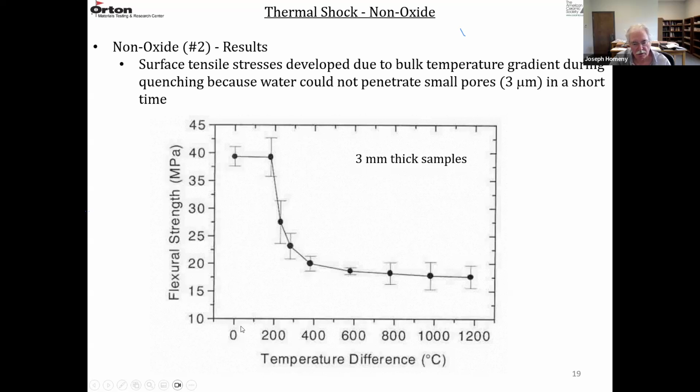So flexural strength versus temperature difference. These were the 3 millimeter thick samples. You had a point here about 200 degrees C where the strength started to fall off. I would say this kind of fell off pretty rapidly here, but they're in this investigation calling it more gradual.